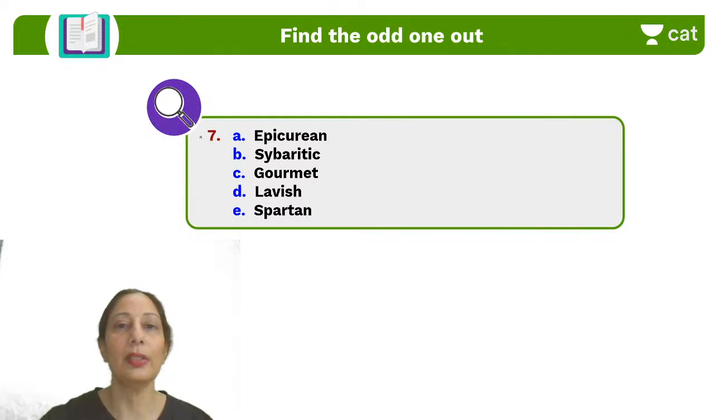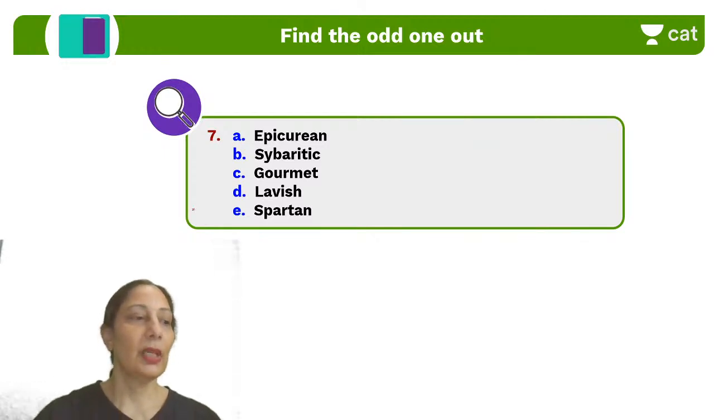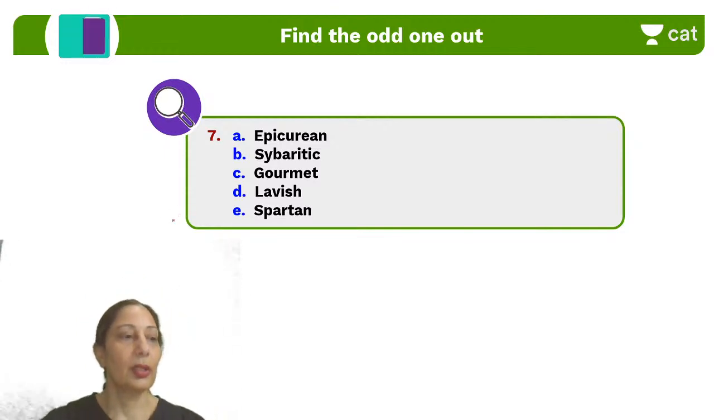Epicurean, Sybaritic, Gourmet, Lavish, Spartan. What do you think is the answer? What is the answer, guys? Waiting for the answers to come up. Yes, Aditi, Sybaritic. No, it is not Sybaritic. People are saying B, somebody is saying D. Himakshi is saying E, Sonam is saying E, Ankita is saying D.